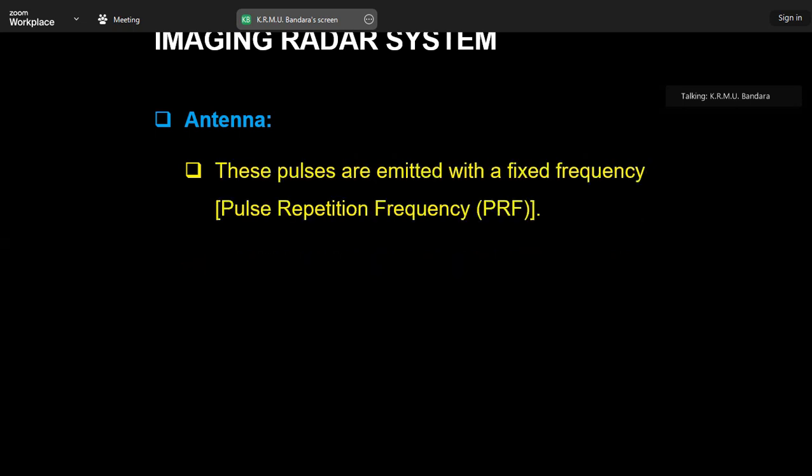These pulses are emitted with a fixed frequency, the pulse repetition frequency. First pulse, then the second pulse, third pulse, at the fixed frequency. First pulse, after 5 microseconds, the second one. After 5 microseconds, the third one. After 5 microseconds, the fourth one, with the same fixed spacing. This is called the pulse repetition frequency.